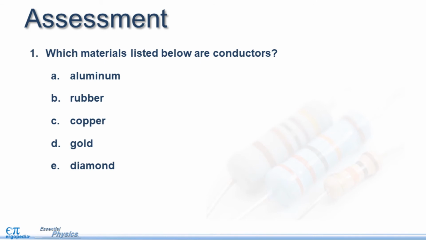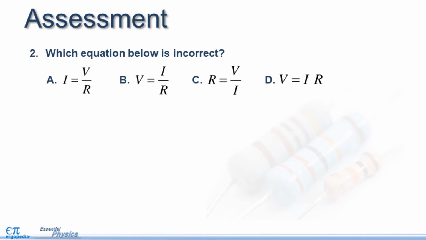So let's review what we've learned. Which materials below listed are conductors? Go ahead and write down in your notebook all of them that are conductors. Hopefully you've written down that the answers were aluminum, copper, and gold. Which equation below is incorrect? Go ahead and record it in your notebook. The incorrect equation is B.